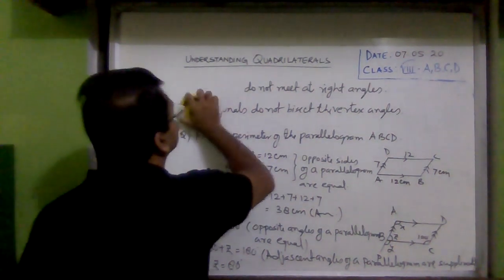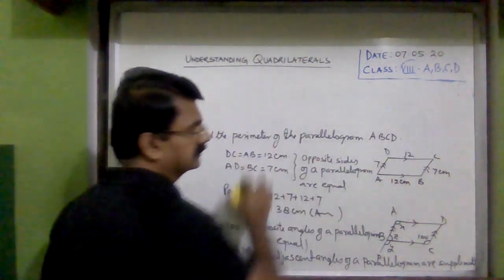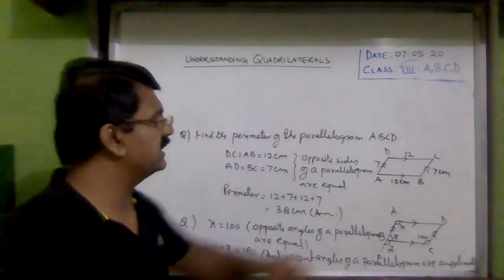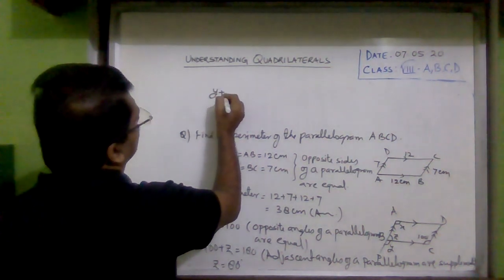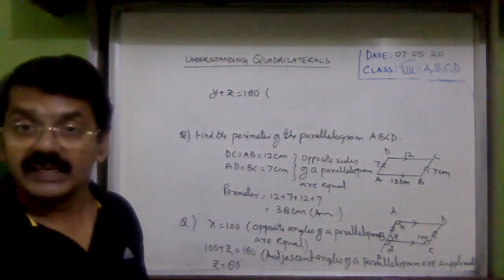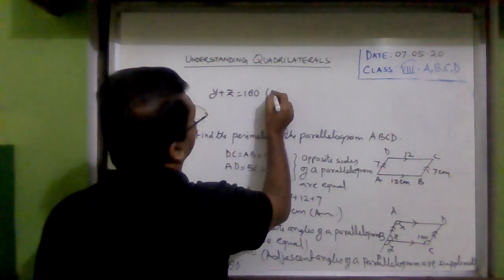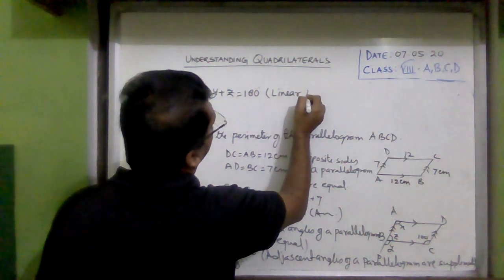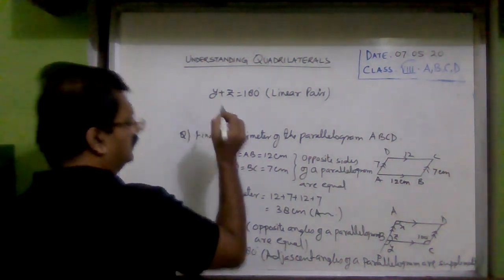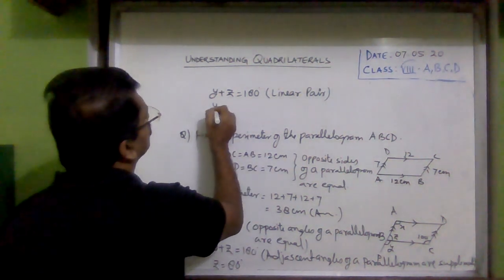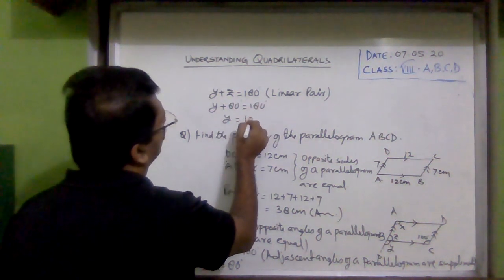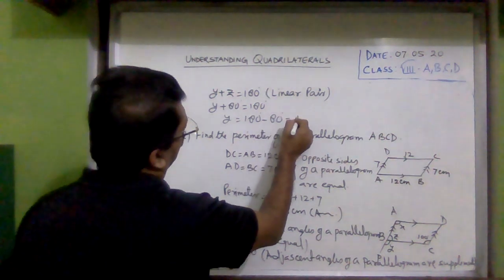Now you see from this diagram, Y plus Z is equal to 180. What is the reason? Correct, because they are forming a linear pair. Y plus Z is equal to 180 degree because they form a linear pair. Z we have already found, 80. So Y plus 80 is equal to 180. That means Y will be equal to 180 minus 80, that is equal to 100 degrees.